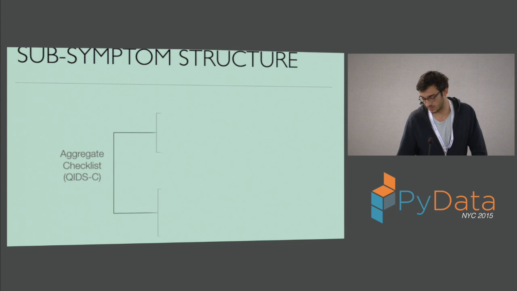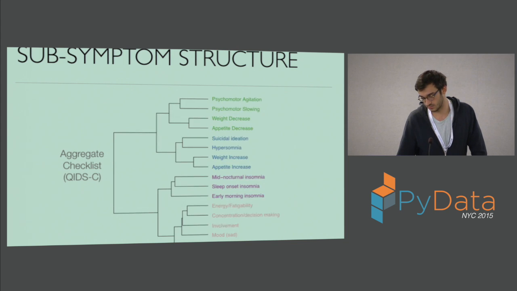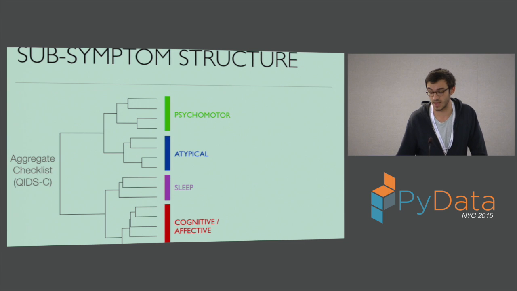I'm going to skip all of this. The take-home message from that is that you don't have to predict whether they got better. You can predict specific symptom changes as well.